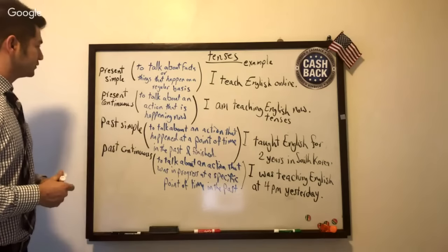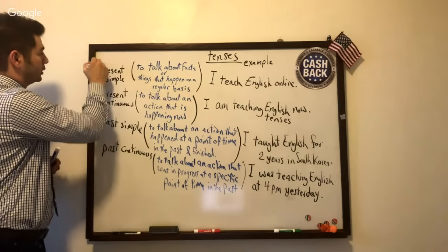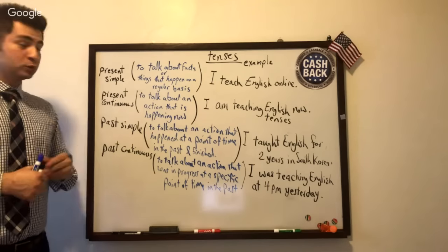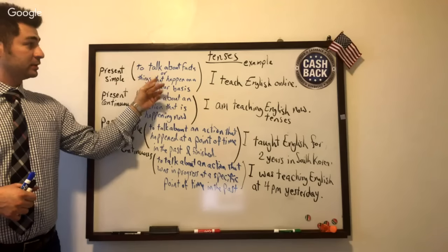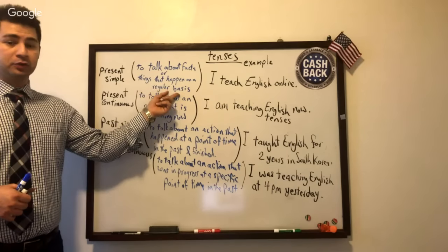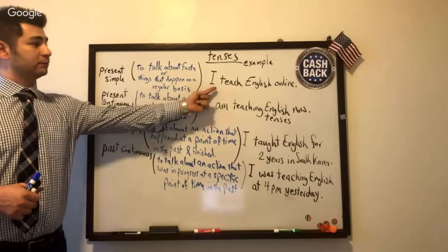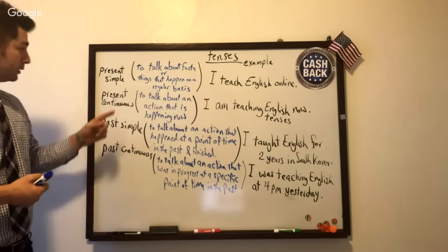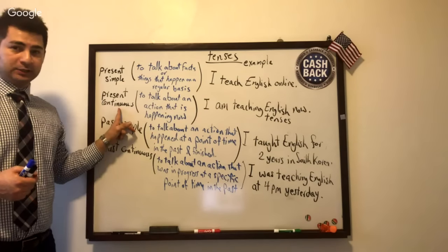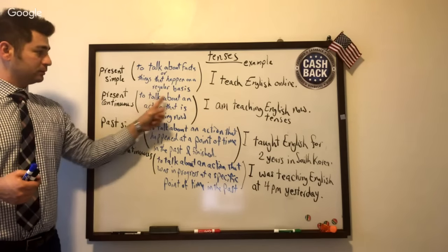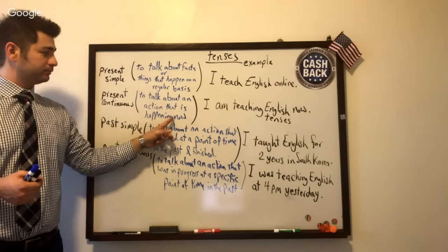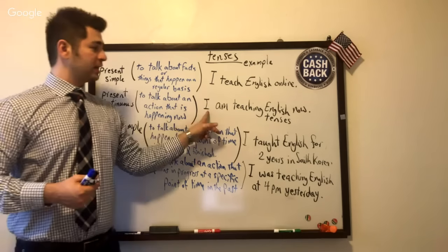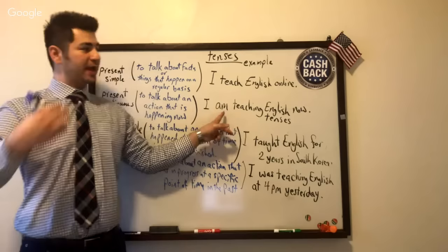4 tenses we've talked about so far. Present simple, used to talk about an action that happens regularly, or used to talk about facts. I teach English. Second tense, present continuous, used to talk about an action that is in progress at the moment. I'm teaching English now. I am teaching tenses now.